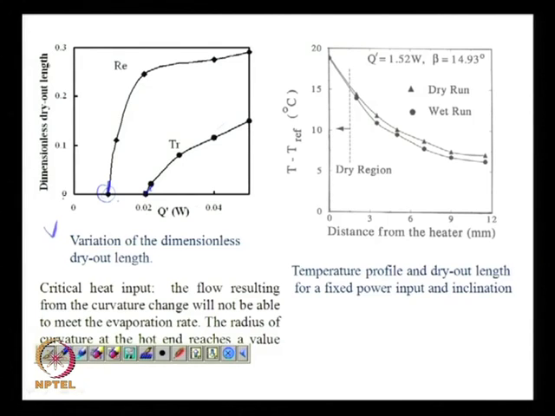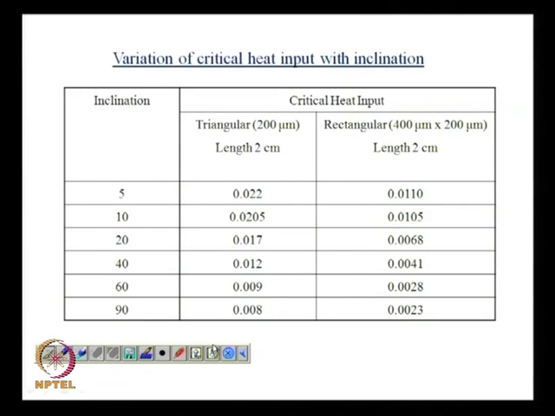So, this is from the theoretical study, and this is the definition of critical heat input, where the flow resulting from curvature change is unable to meet the evaporation rate at that value of heat flux. And here we see some experimental results where the temperature profile is used to predict the onset and the propagation of the dry out point, where we see that the dry and wet temperature readings are touching each other. We assume that it has reached a point where there is no liquid to the left hand side of that region, and we call that the dry region. These two results can be compared, but that is something we do not need to know right now.